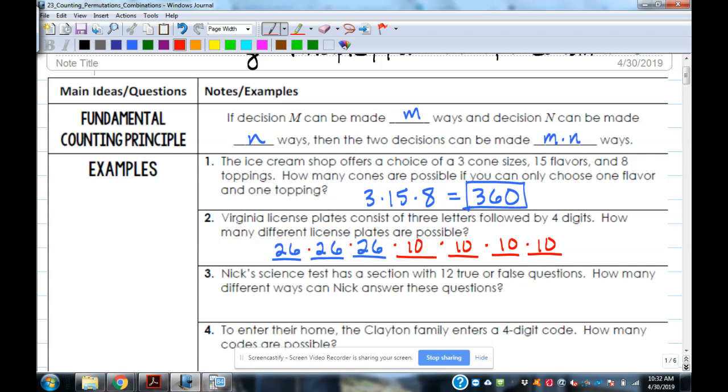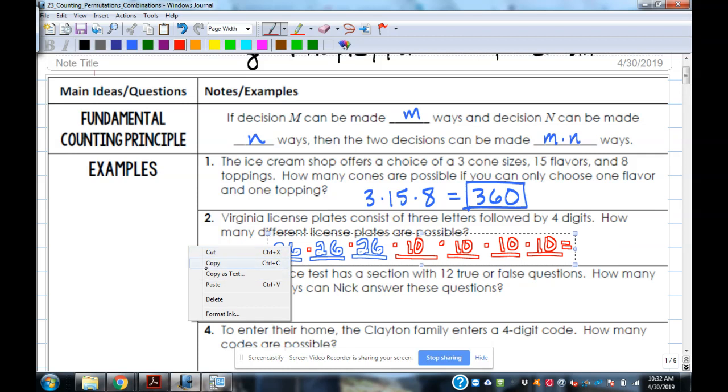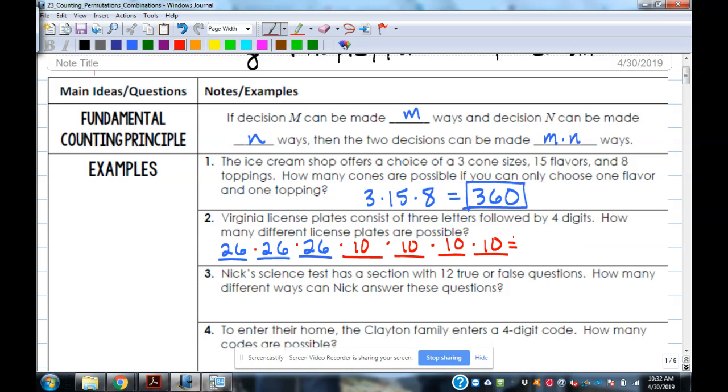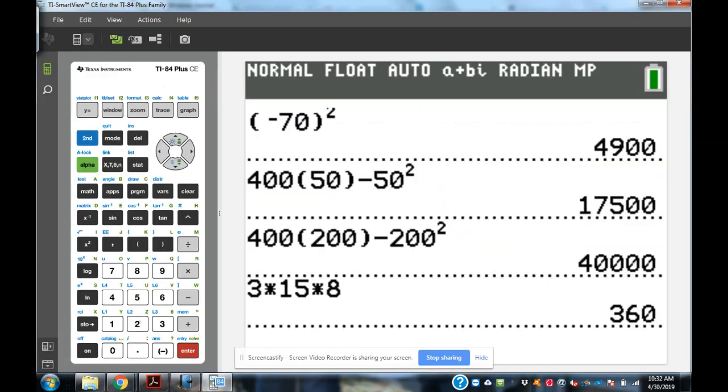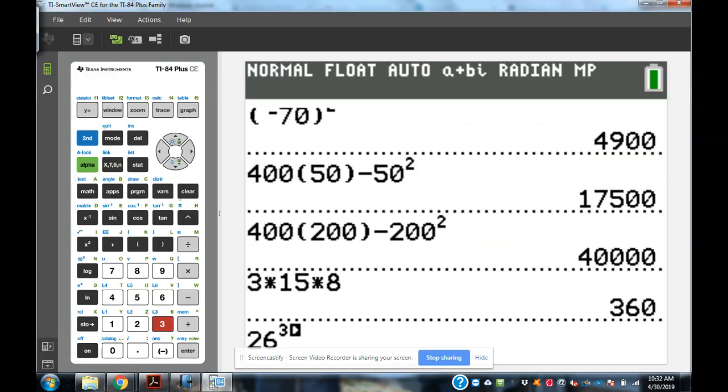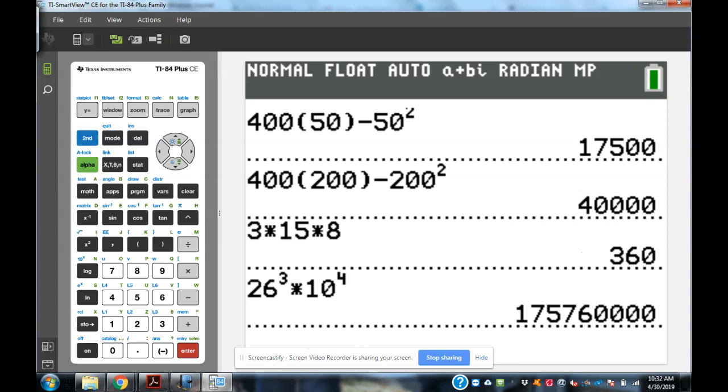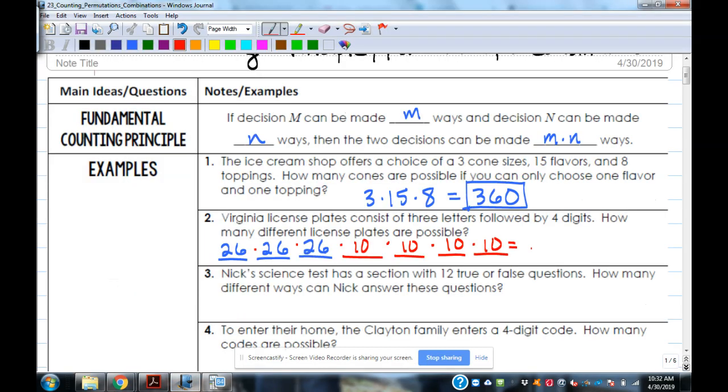So there's all of these choices to make a license plate. Multiply those all together. That's a big number. So 26 to the 3rd power times 10 to the 4th power. That's what that is. Quicker to type in there. Wow. 175,760,000.